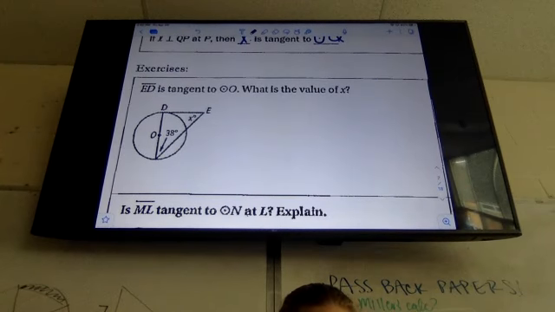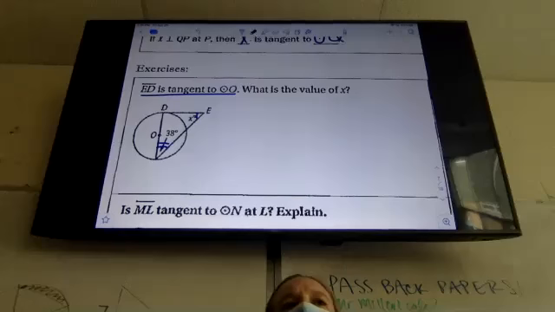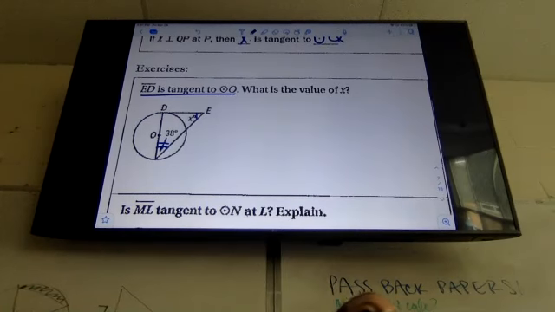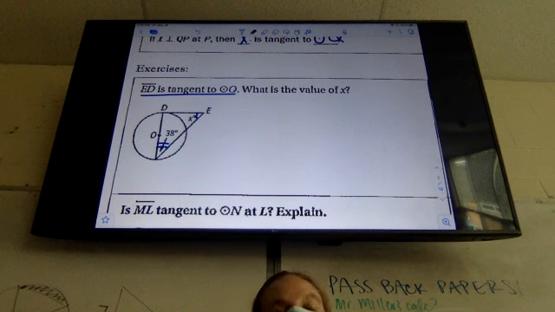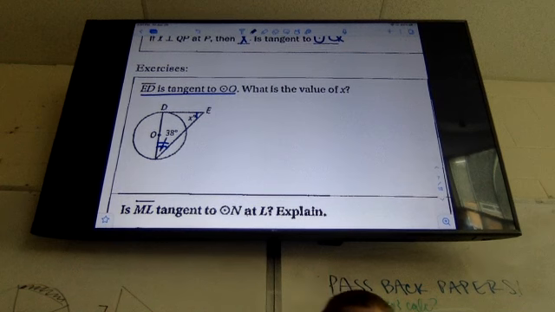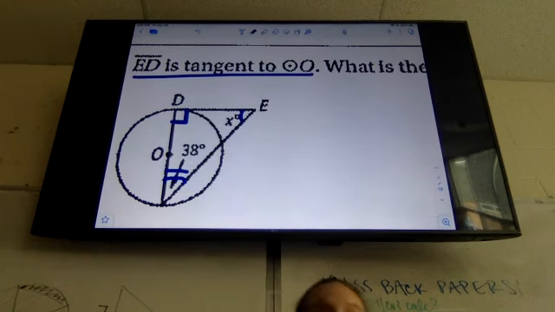Let's say this. It says ED is tangent to circle O. What is the value of X? X is this angle right here. 38 is this angle over here. If I say ED is tangent, what does that mean? It intersects at a point, and how does it intersect? Does it make a specific angle? 90 degrees. So ED, this line, is tangent to the circle, so at point D, I have a 90-degree angle.